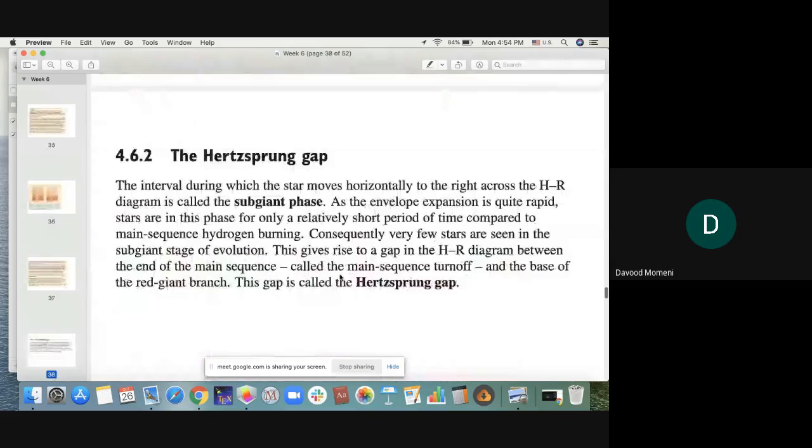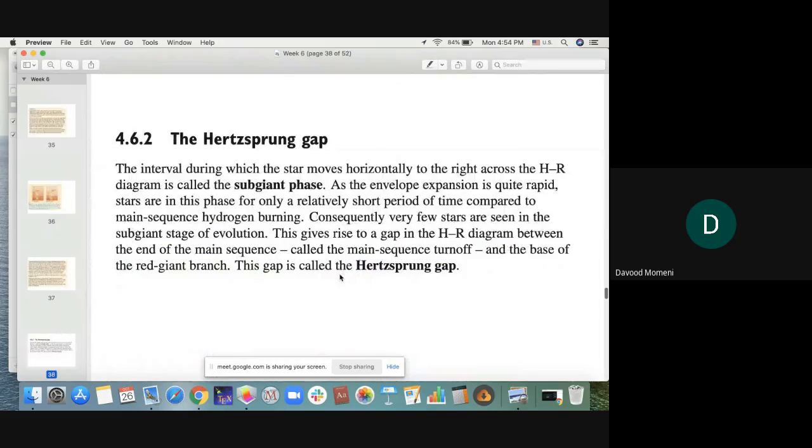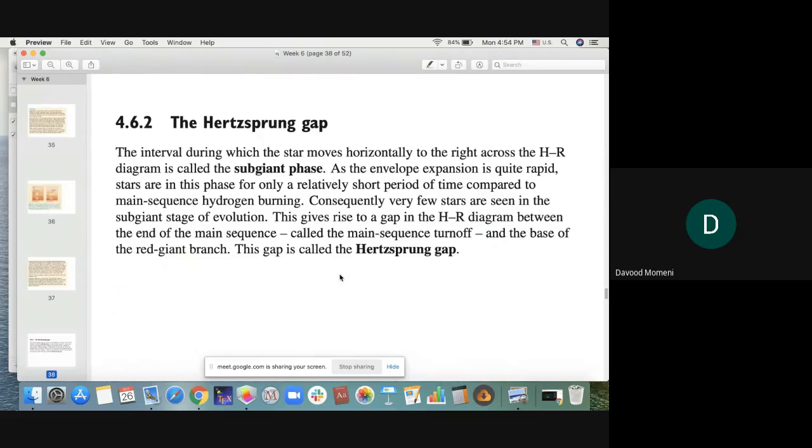I explained that picture, so no need to go again to that paragraph. So what was the problem? The problem was that we want to estimate the time that the star will move from main sequence to be giant. The interval in which the star moves to the right in the Hertzsprung-Russell diagram is called the subgiant phase.